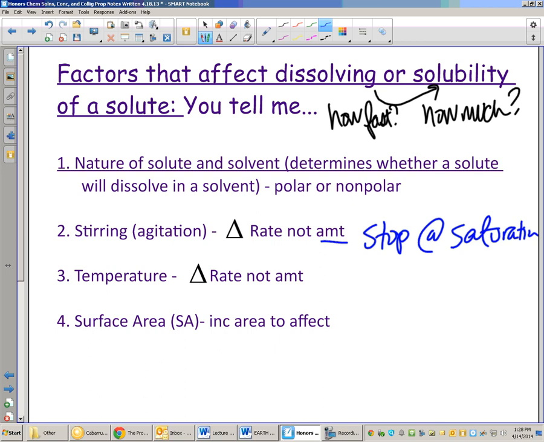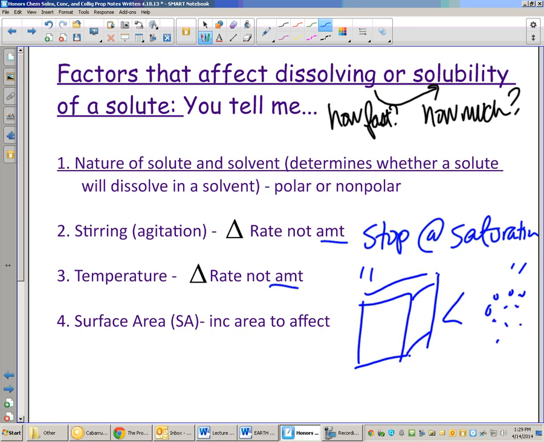Temperature, we talked about heating it up. It will dissolve more if you heat it up most of the time. Like sugar will dissolve more if you heat it up, but eventually it's going to stop at the saturation point as well. And then surface area, like we just said, a big block is less soluble than all the particles because of the surface area that these have that the block doesn't have.